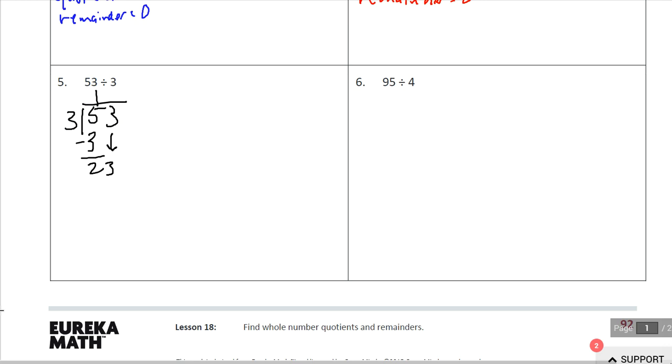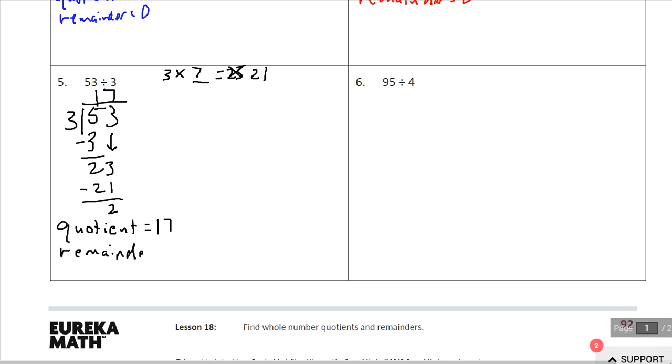Okay. And now let's see. 3 times something is equal to 20. Well, nothing will equal that. I know in my times tables, the closest one I can get is 3 times 7. But that doesn't equal 23. It equals 21. That's close enough. So let's go 7 times 3 is 21. Subtract that. And we have 2 left over. So that's going to be our remainder. So our quotient is equal to 17. And our remainder is what? That's right. It's 2.